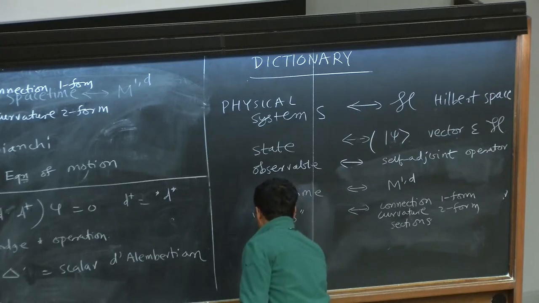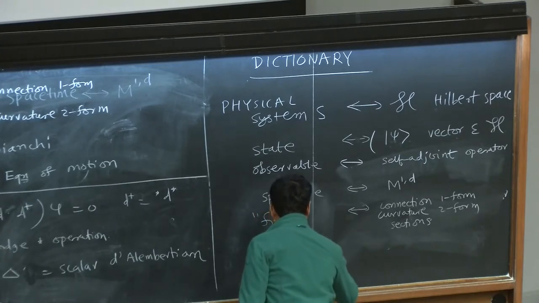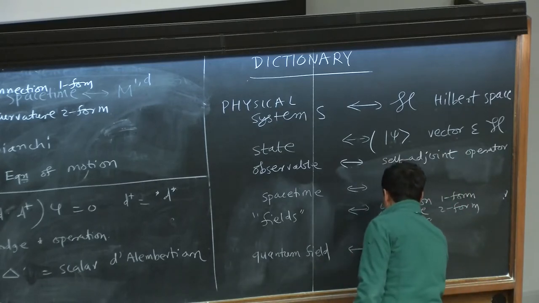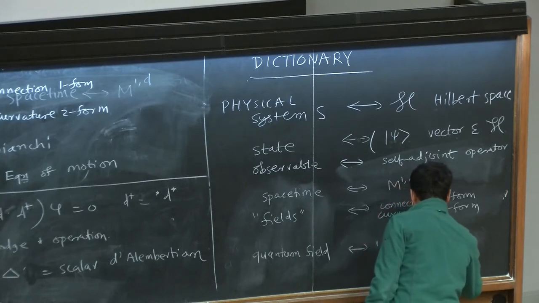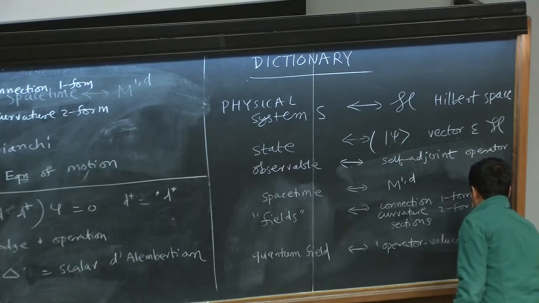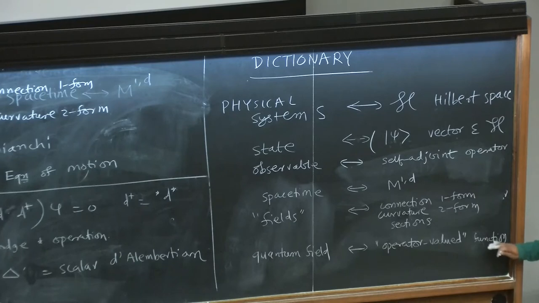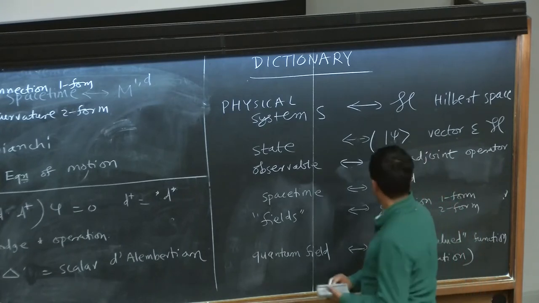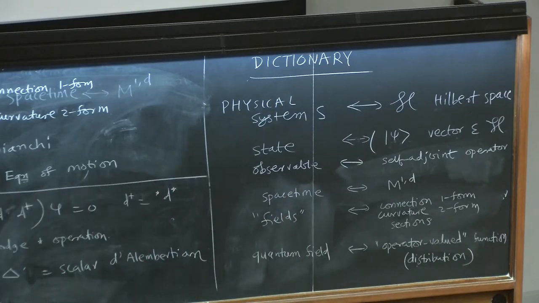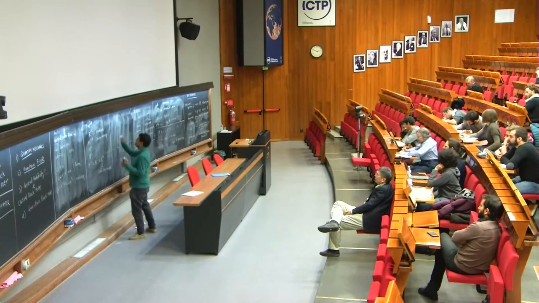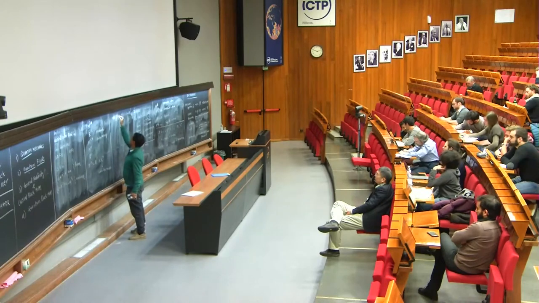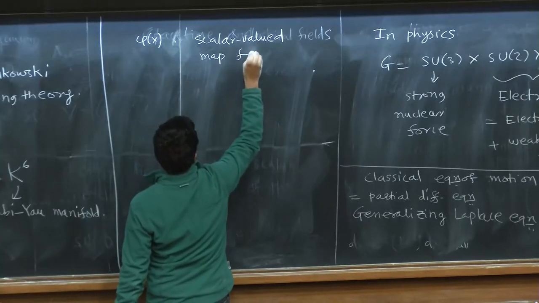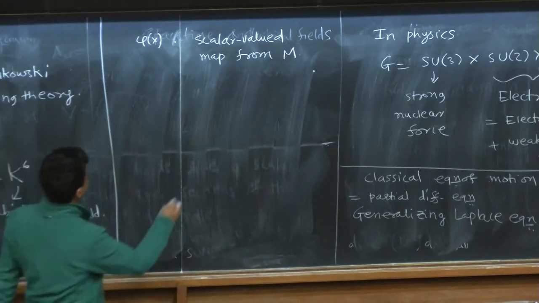And now I want to explain what is a quantum field. One way to say that it's kind of an operator valued distribution. To begin with, you can think of it as a function. But for some other niceties, you require it to be a distribution. The notion of a classical field, I hope it's clear. So phi of x is a scalar valued function. It's a scalar valued map from M. That's the classical field.